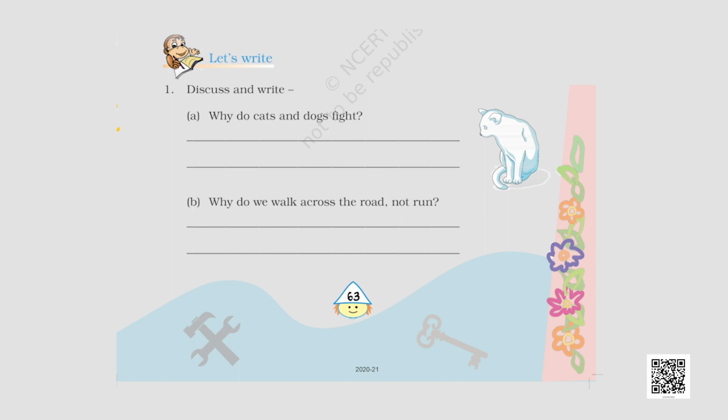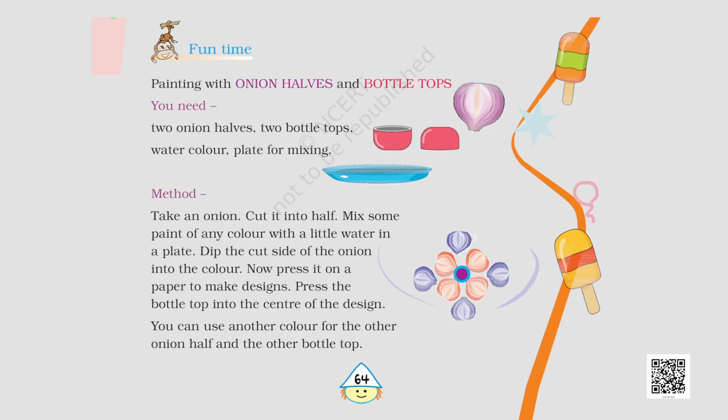I want you to discuss these questions with your parents and maybe also with your friends and write them down when you find time at home. Now, let's look at page 64. There is a fun time activity for all of you. You can try that on Sunday. Look at the picture that is there on page 64 and try it out.